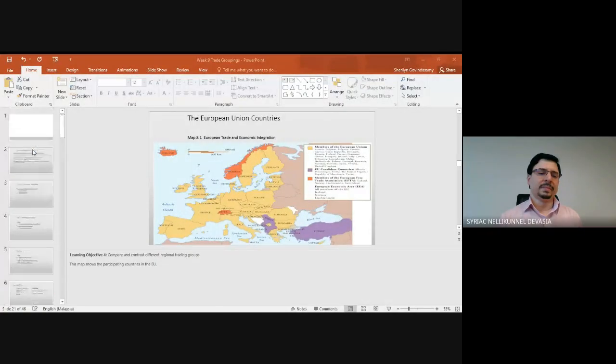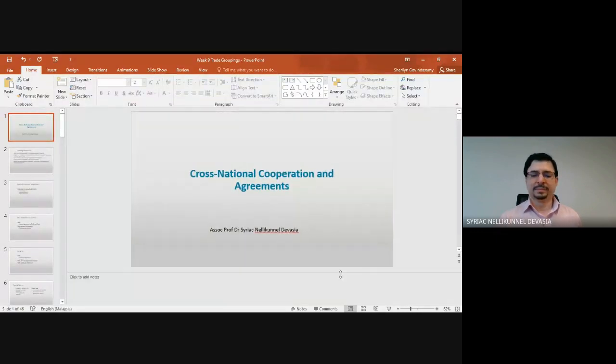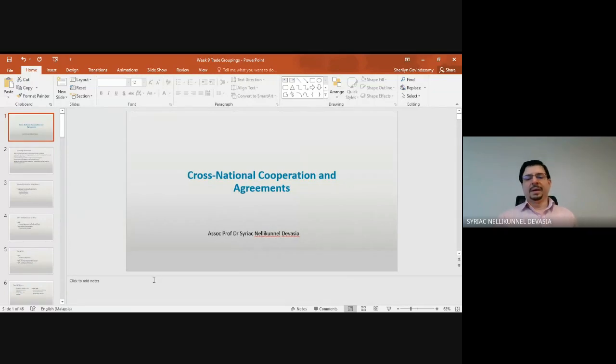So let's go into today's session. Today we are going to look at cross-national cooperation and agreements, and different trade agreements, trade blocks, treaties. This is the point of discussion. We'll be looking at different regional cooperations. Maybe in Europe, there are some groupings for trade. In Asia, there is another grouping. In Africa, there is another grouping for trade, and so on.